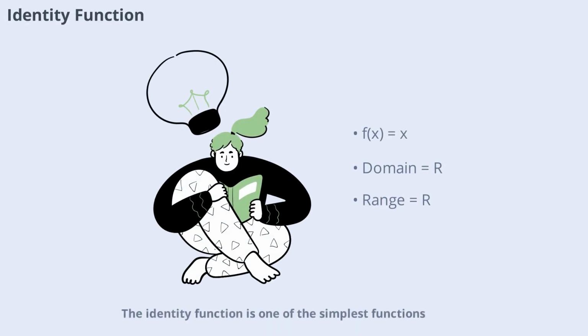The identity function is one of the simplest functions. Defined as f(x) equals x for all x in R, it maps every real number to itself. The domain and range are both R. This function is called identity because it doesn't change the input value.